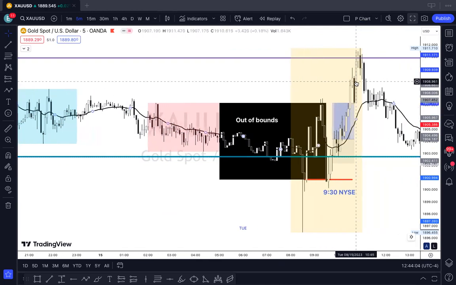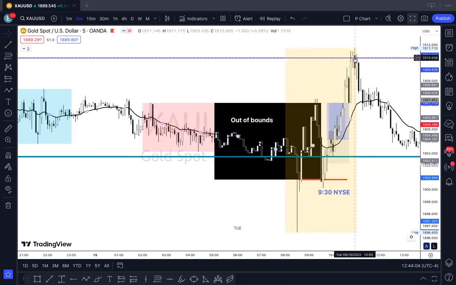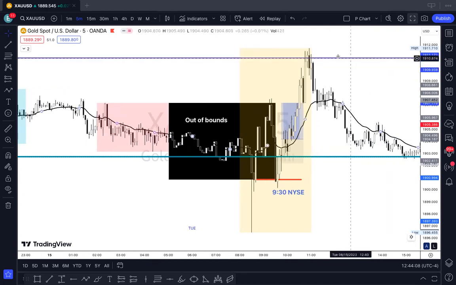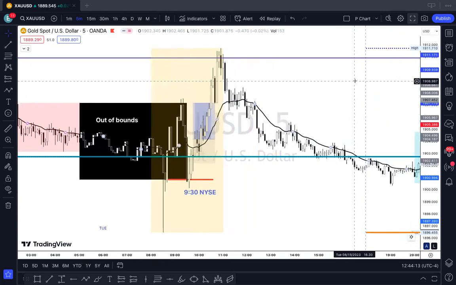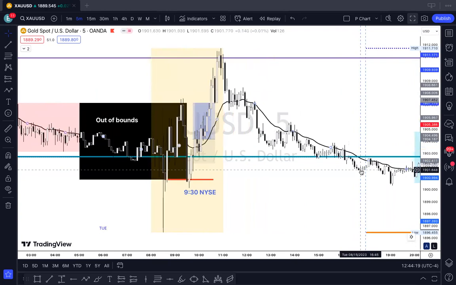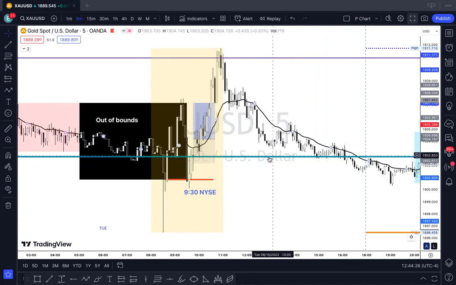Eventually, price does blow off till the end of the session to make a new high. And this purple line right here is the previous week's low. Price closes at around 1900, and Tuesday was indeed a red day as well. This blue line right here is Monday's low, our opening range.